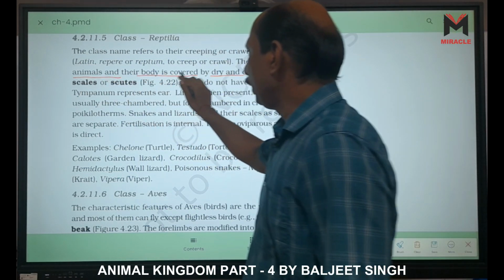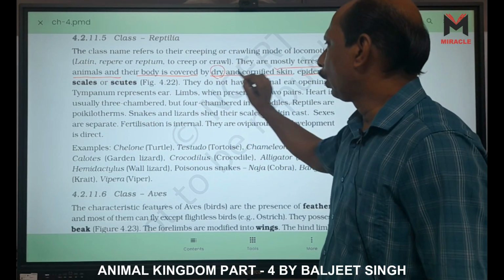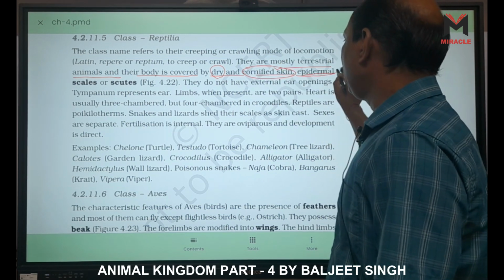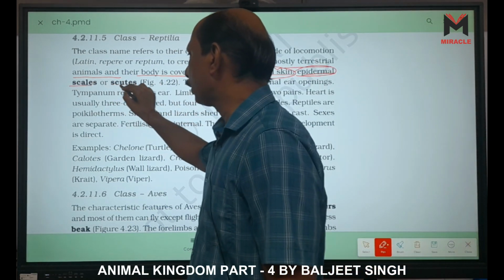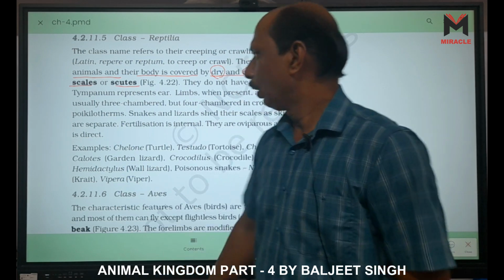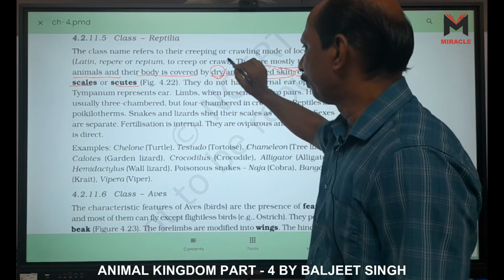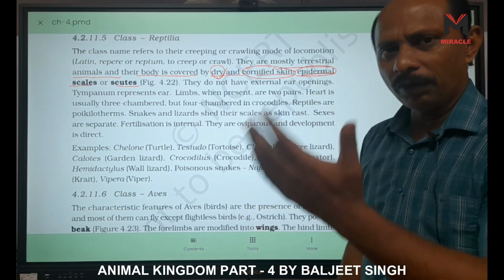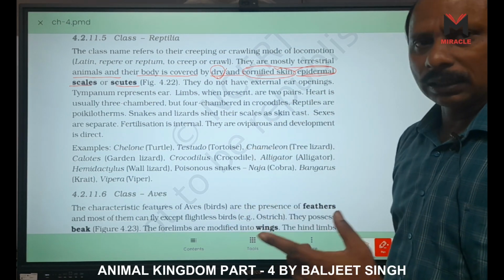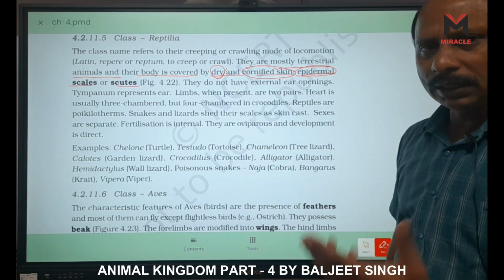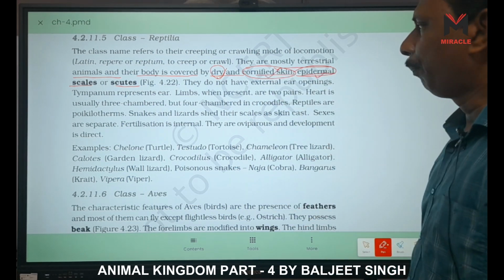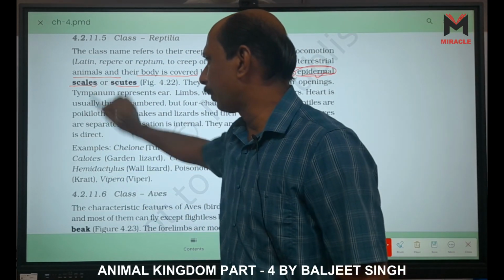Their body is covered by dry cornified skin, scaly skin. Epidermal scales and or scutes are also present. But in amphibia, the body is wet, because in amphibians cutaneous respiration is present, that is, skin respiration. In reptiles, the skin is cornified, and epidermal scales and or scutes are present.